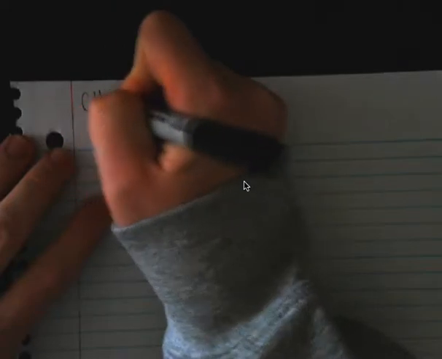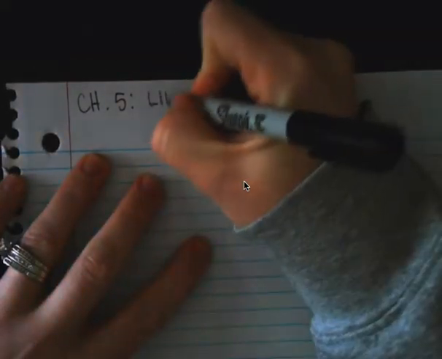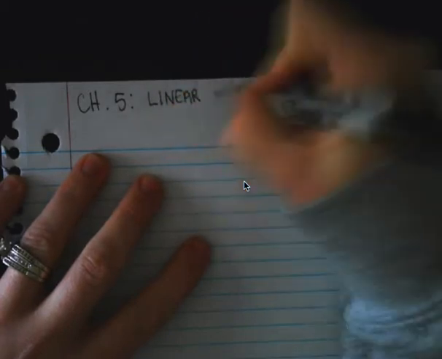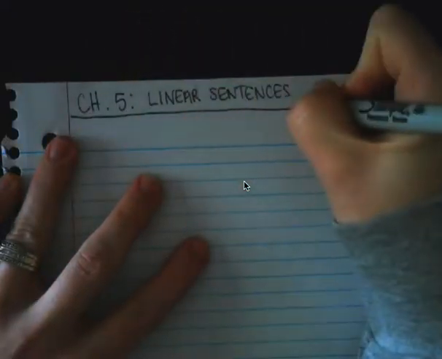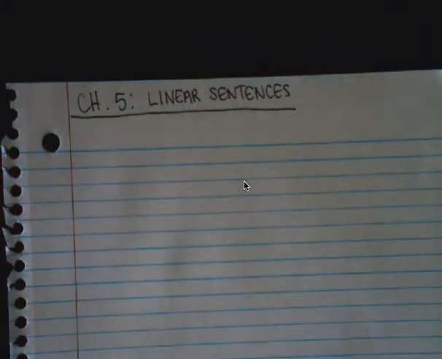So chapter 5 is all about linear sentences. Linear being line, sentences being we have a verb. Those two things we've talked about a lot this year, so I don't foresee this being a huge issue for us. Alright, so the first section we're going to look at today is section 5.1, which is horizontal and vertical lines.